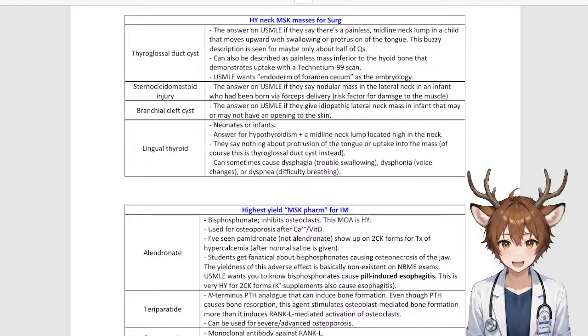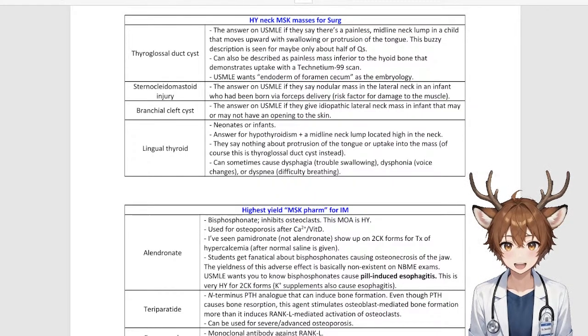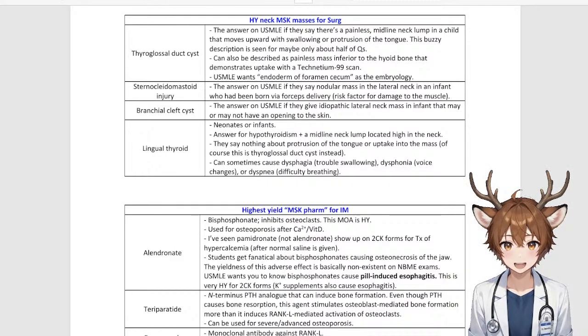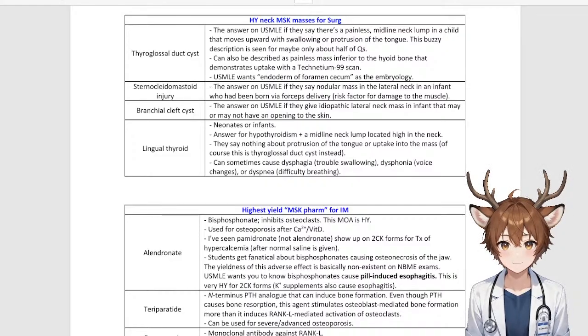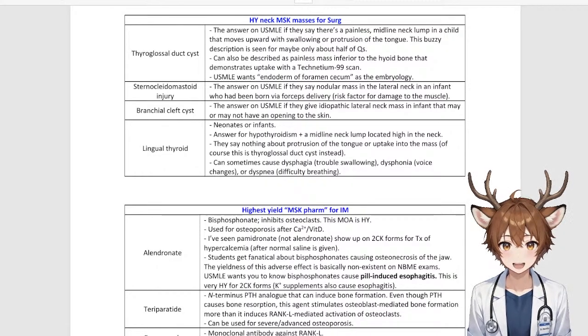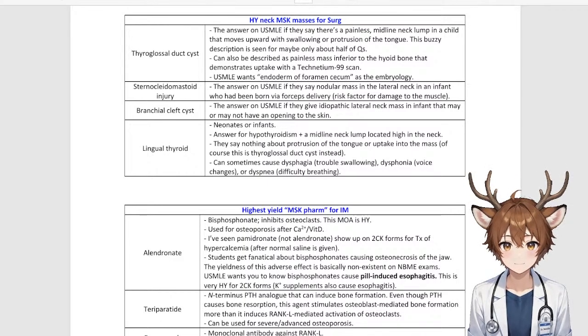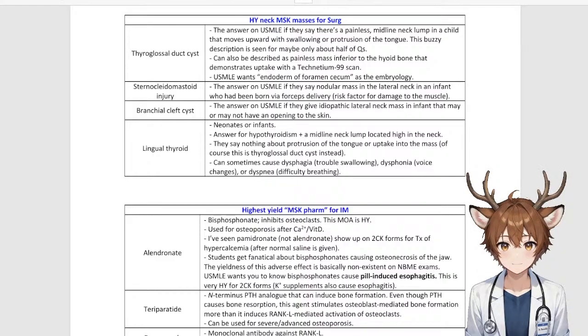But again, it has some overlap in presentation with thyroglossal duct cyst, but because it's a lingual thyroid, it will have hypothyroidism. And it will not have some of those other features like the technetium uptake, it will not have the protrusion of the tongue, and it will not have the uptake into the mass. Of course, that is thyroglossal duct, yeah.